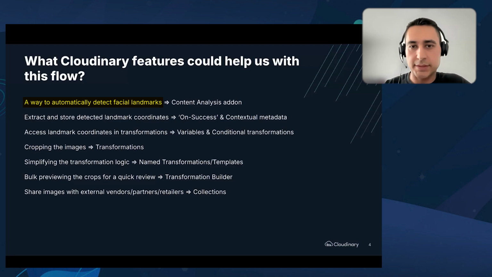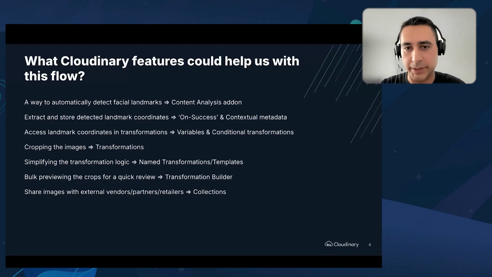One way we can do it is with the content analysis add-on that Cloudinary provides. So we'll be using that one as part of our demo later on. That one would give us information on the different landmarks it finds on the face that we upload from the model images, and we can use that later on as part of the transformations to perform the cropping. Once we get back the results of the add-on, we can use a notification script, which is another separate feature on Cloudinary, to process the response and store information that we're interested in, specifically the coordinates of where that landmark is, so we can use them later.